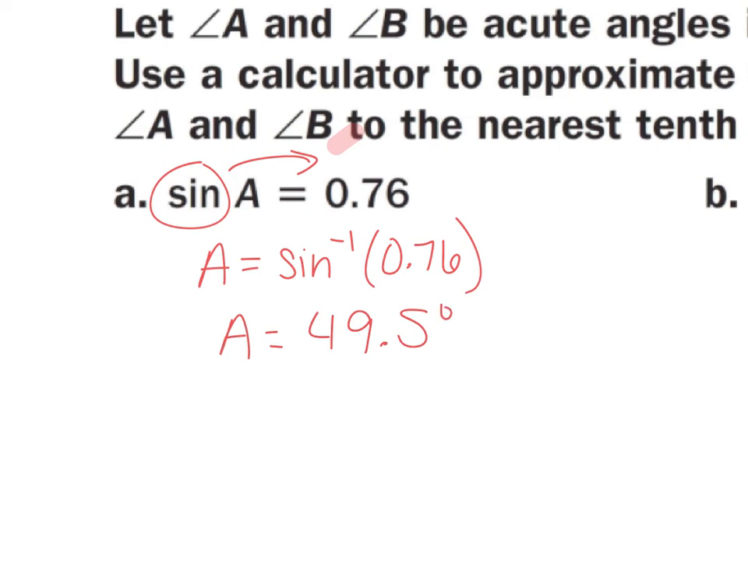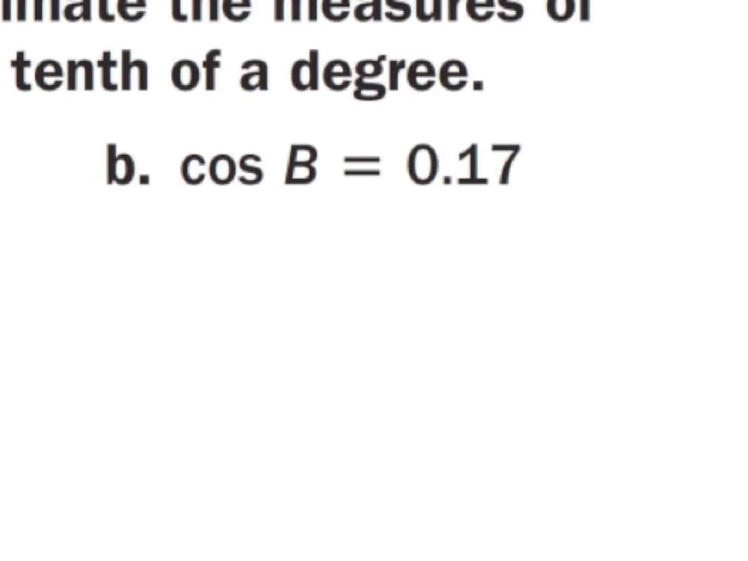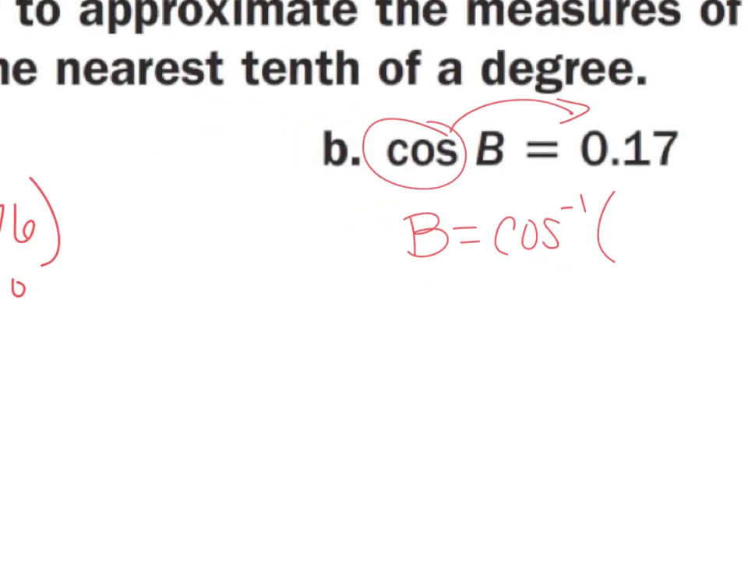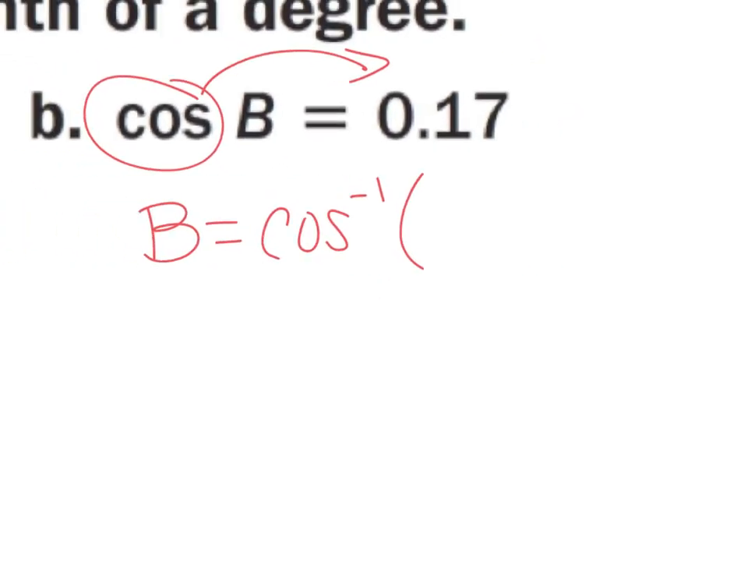Okay. So now let's do the cosine. So it's the exact same thing. We need to get the B by itself. So in order to do that, B is going to be the inverse cosine. I did put parentheses. Whenever you type it in your calculator, parentheses pop up.